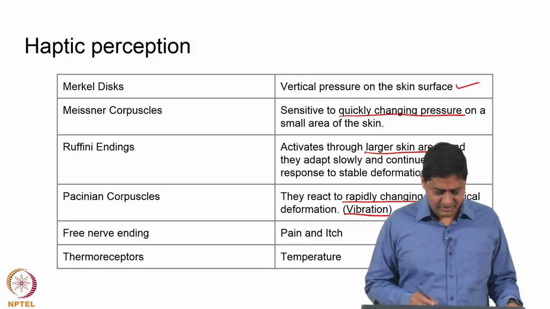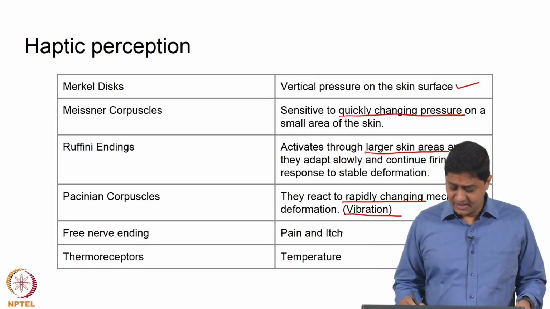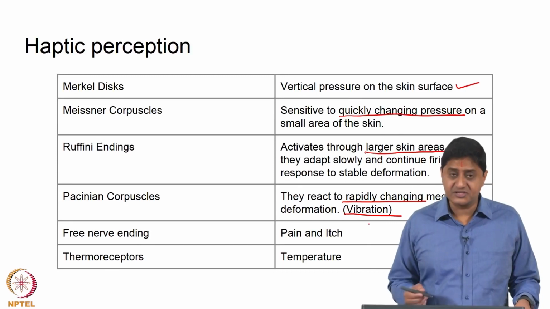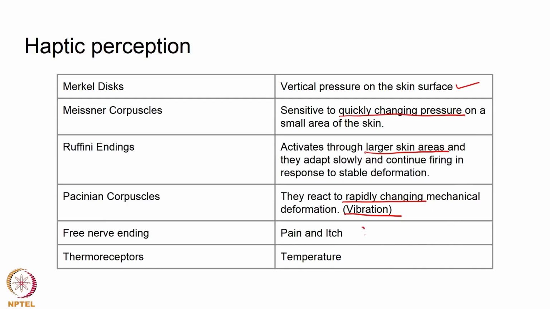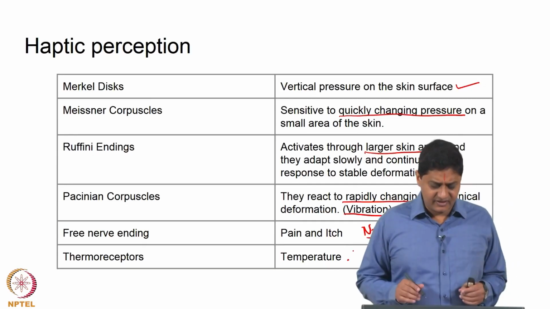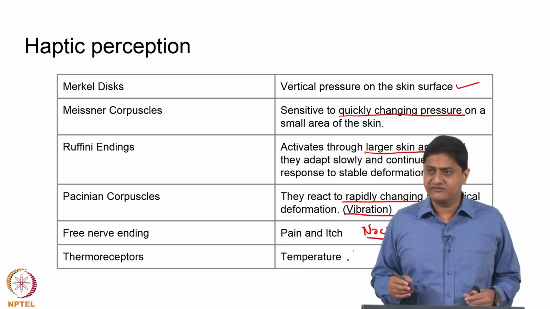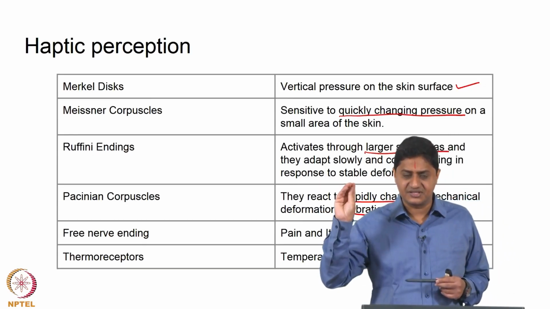Okay, and then there are free nerve endings, and there are nociceptors, those that sense pain, right. Those that sense pain are called nociceptors, and those that sense temperature, thermoreceptors. There are others that we are not discussing. So much for the cutaneous receptors.